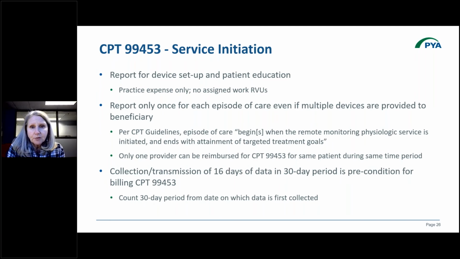So briefly, let's walk through the RPM codes, the physiologic monitoring codes, beginning with 99453. This is the code used for device setup and patient education. It is a practice expense only code, so there are no assigned WRVUs. It is reported only once for each episode of care, even if you utilize multiple devices for the same beneficiary.